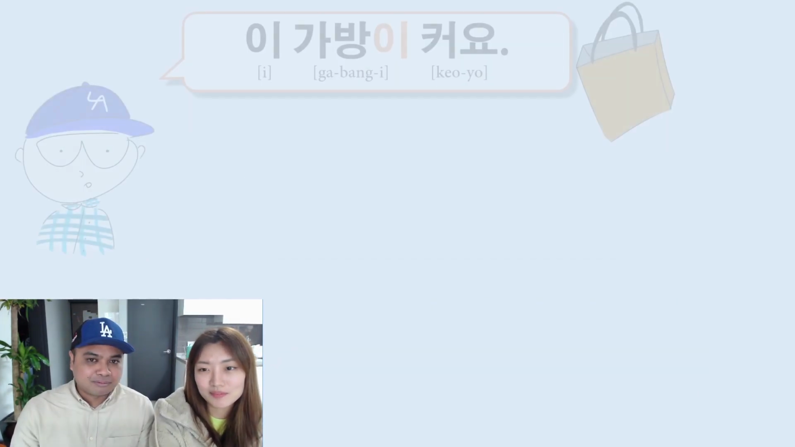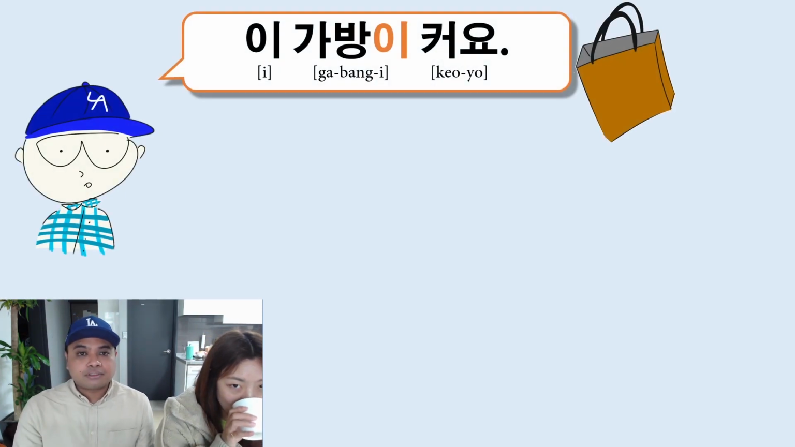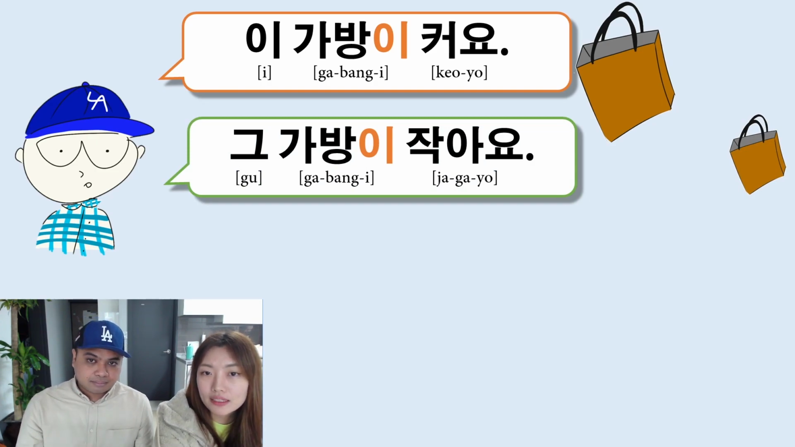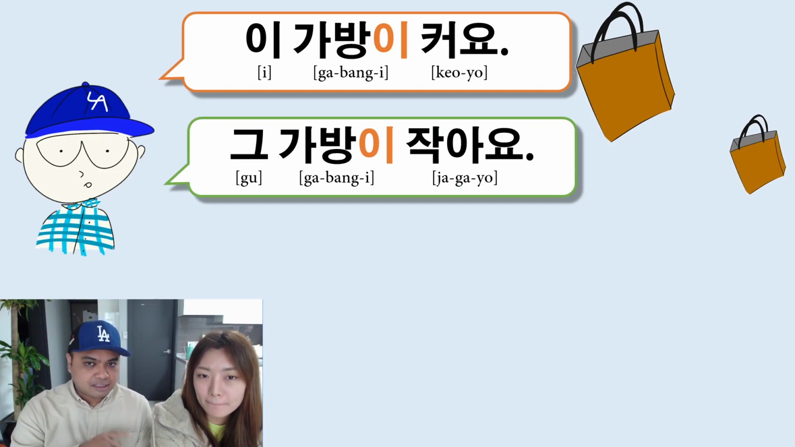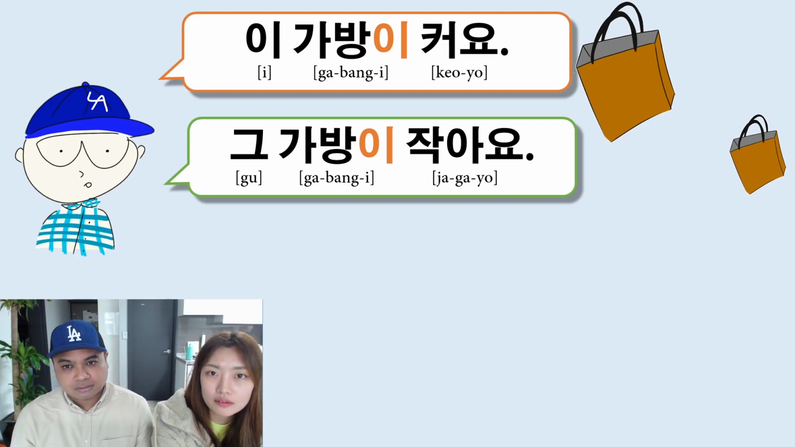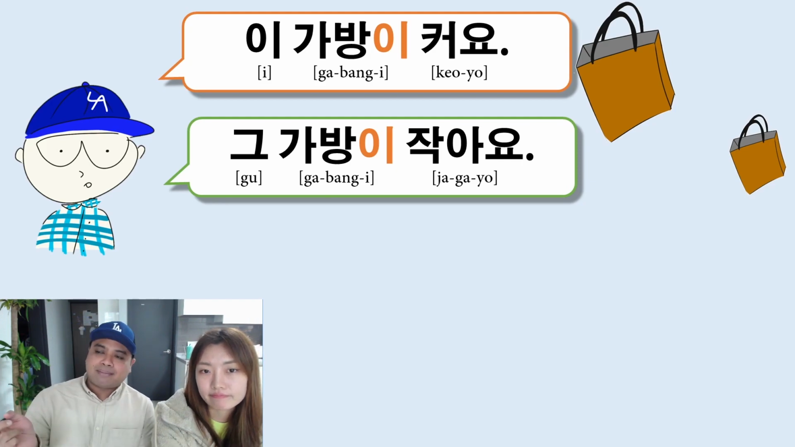The next one, actually, is quite simple, really. It's about comparing and contrasting. So I'm going to have two sentences here. 이 가방이 커요. This bag is big. And 그 가방이 작아요. That bag is small. So here we have two statements: this bag is big, that bag is small.